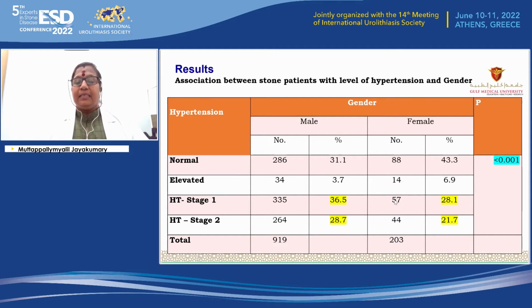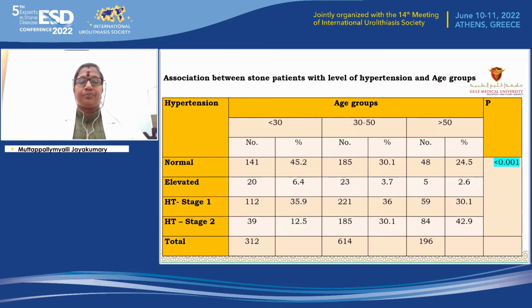With regard to females, 28.1% were in the stage 1 category of hypertension and 21.7% in stage 2. There was a statistically significant association observed between gender and the levels of hypertension.